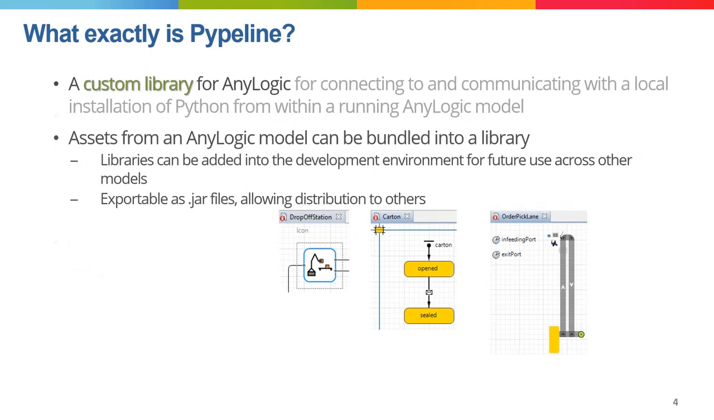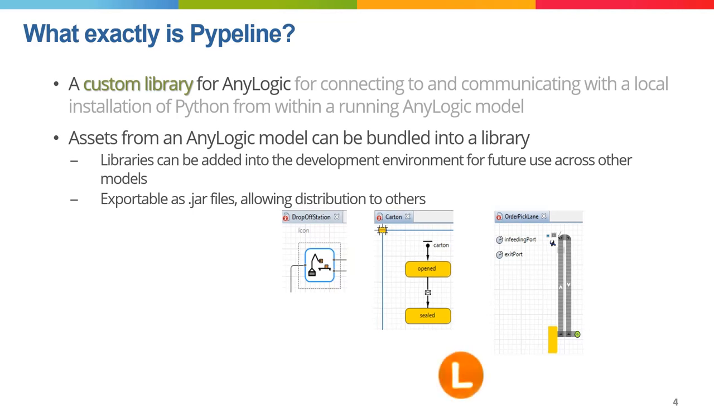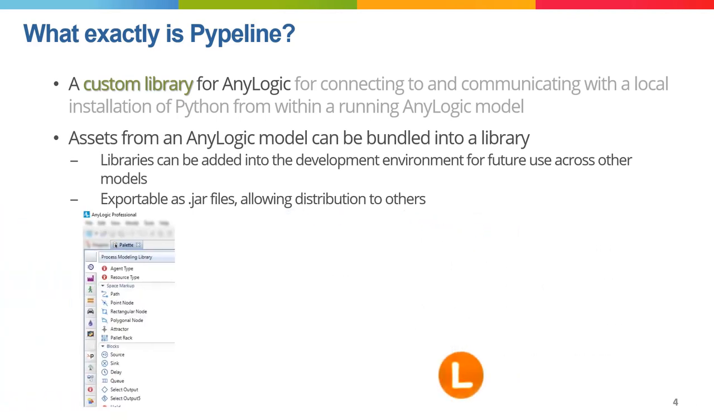First, the custom library aspect. So with AnyLogic, you could take all the agent types you've created in any given model, whether that's custom blocks or agent types, defined space markups, or anything else, and create a new library to package them into. This library can then be exported as a jar file and added directly into your AnyLogic environment. This creates a new tab in your palette with your assets inside of it, allowing them to be used as part of any of your future models.